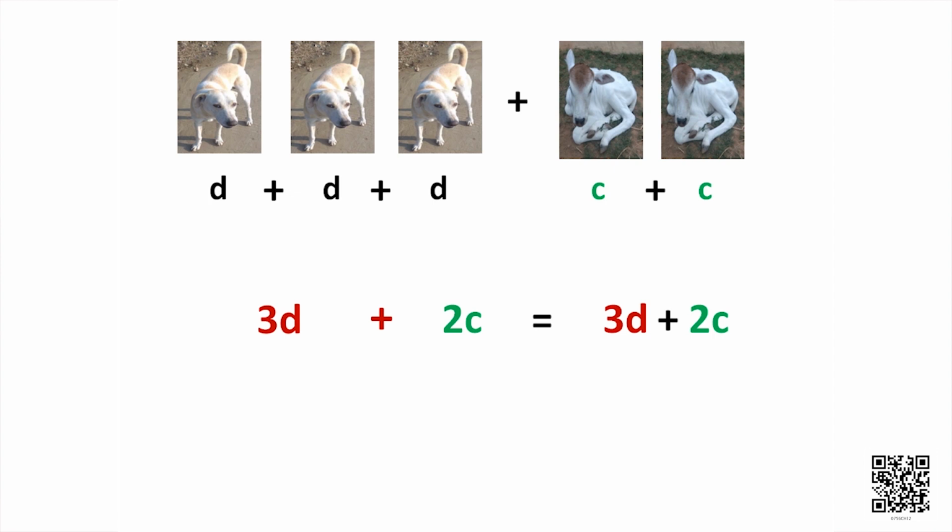Now we have not added these 2 terms or we have not combined them because both are different animals. So we have represented these different animals with different alphabets. So we have not combined at all, but we have written it as 3D plus 2C. So D and C are different alphabets.